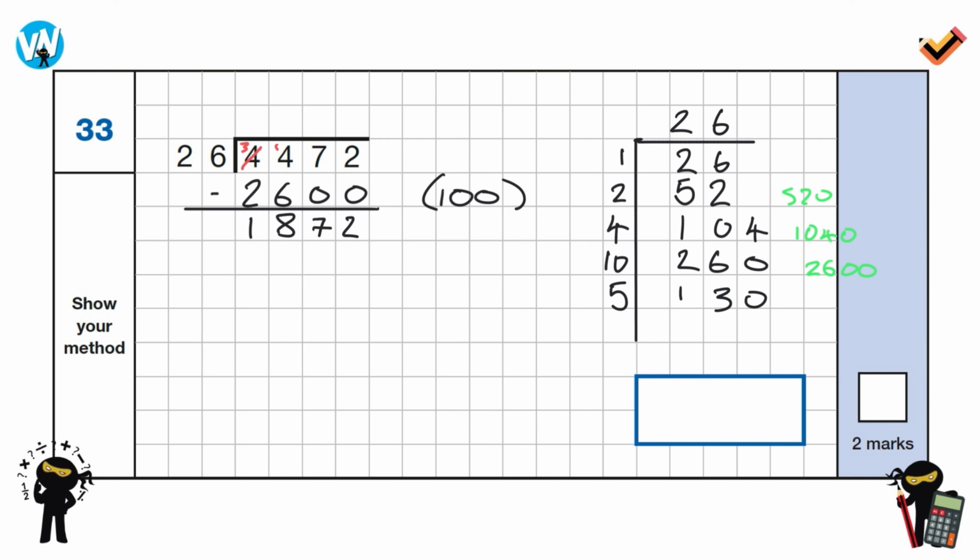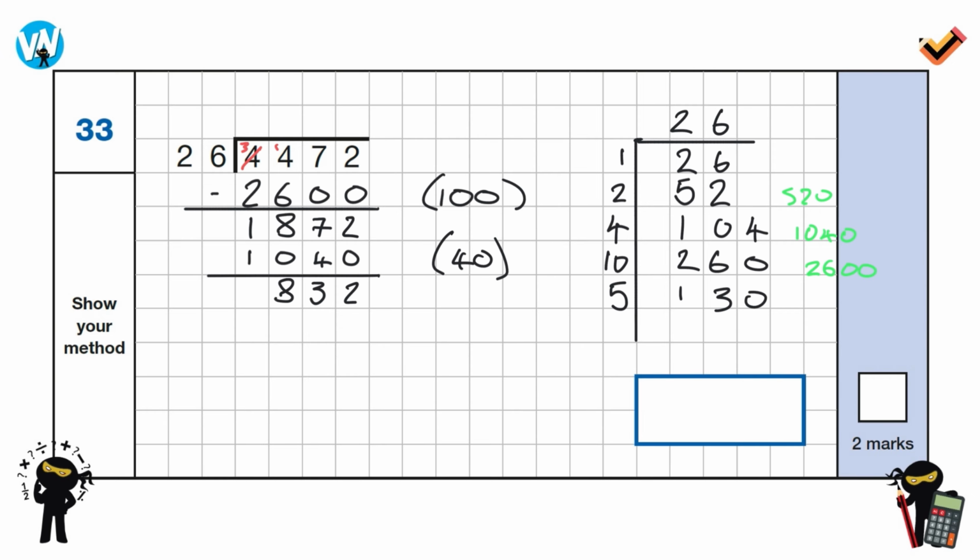So I'm now going to take away 1,040. So that's the next biggest chunk I can take away, which I know already is 40 chunks, 40 lots. So again, I'll just quickly get my ruler to keep things neat. So 2 take away 0 is 2, 7 take away 4 is 3, 8 take away 0 is 8. All right, 1 take away 0 is 0, so that's done.